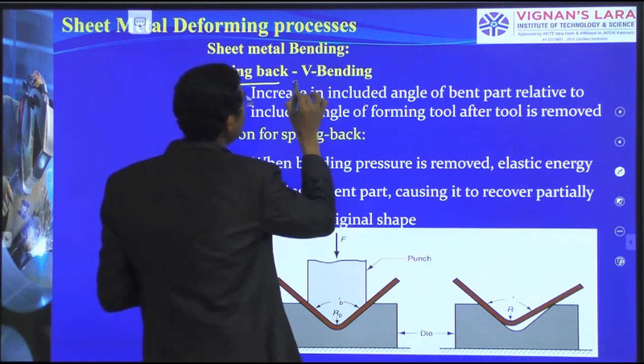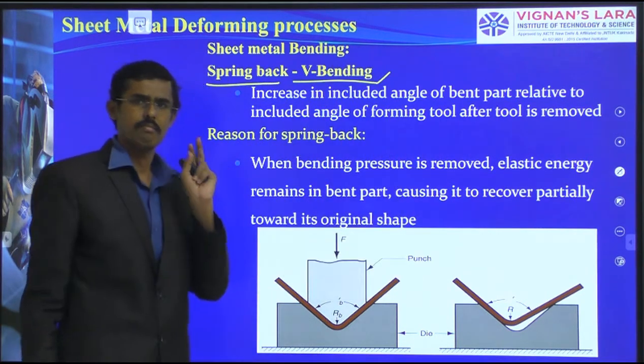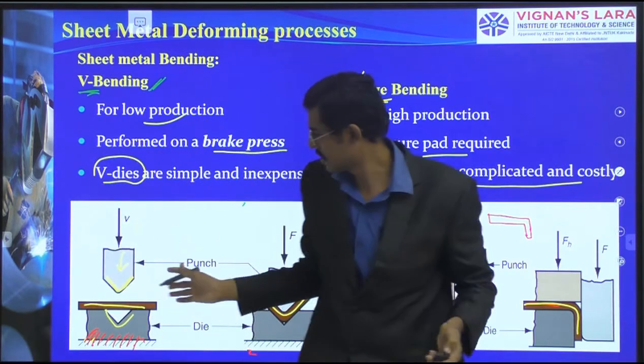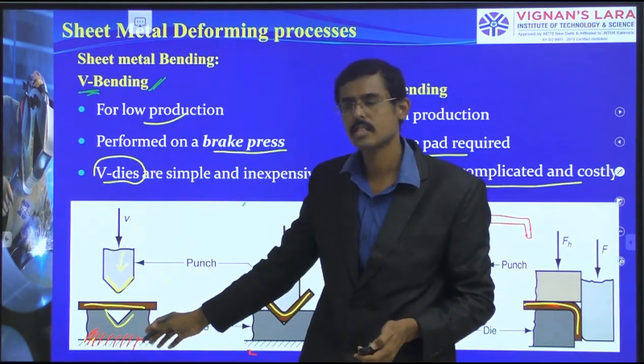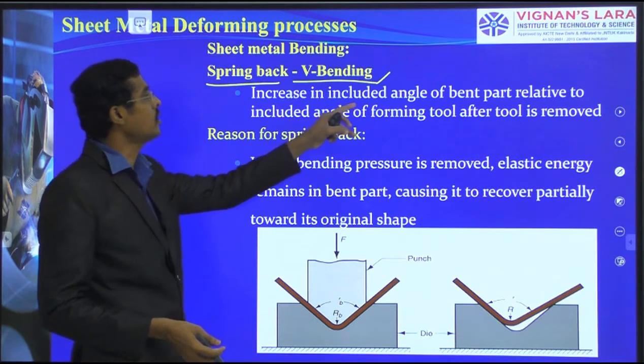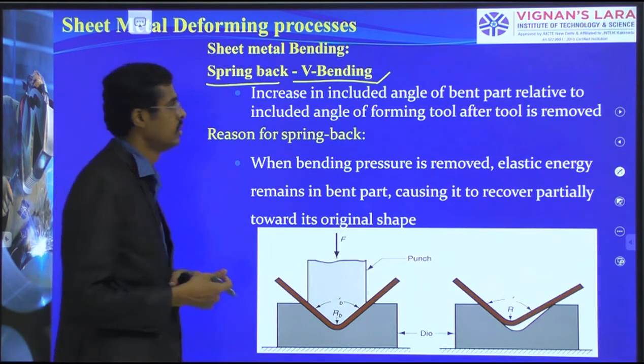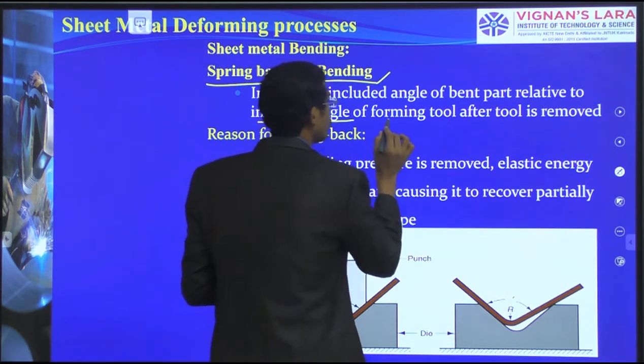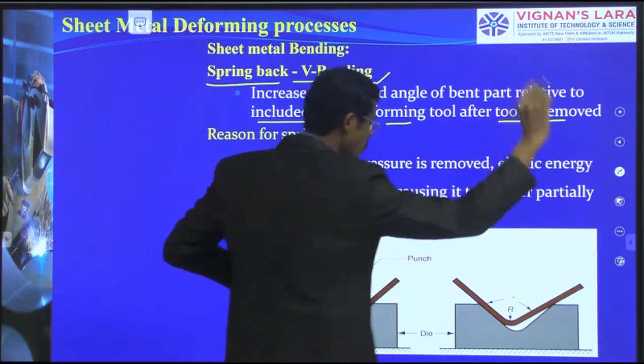Spring back in V bending operations. It's a V. We are going to use the same formula here, with the same die fixed and one more punch. But here you see the included angle of the bent part increases relative to the included angle of the forming tool after the tool is removed.